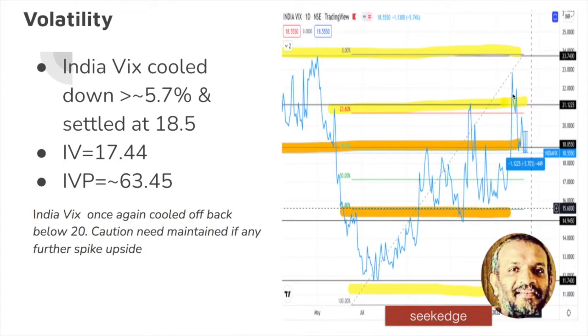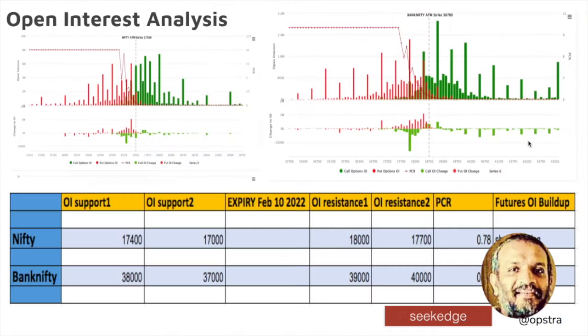Because it's mean reverting. It had spiked up and then the cool off is happening. Now you don't know when that cool off is going to stop. Probably the target may be the next range. But 18 is still at a high level, so you have to be cautious. Above 20 you have to be cautious. That's the operators analysis for expiry day.